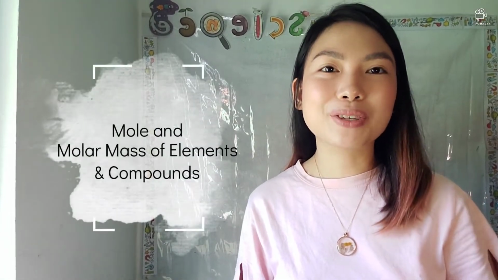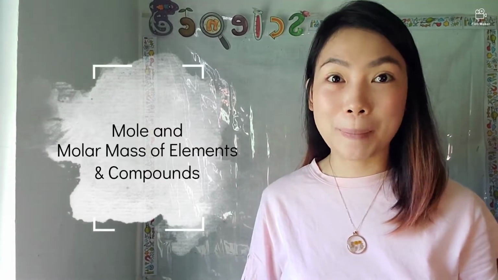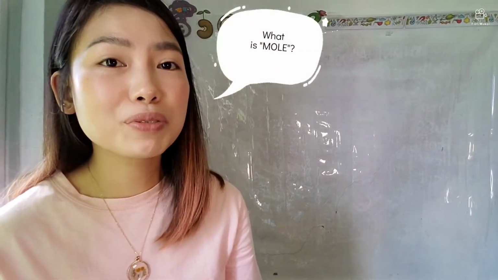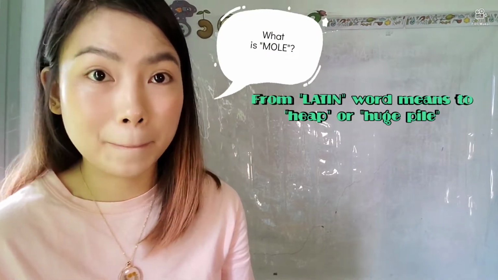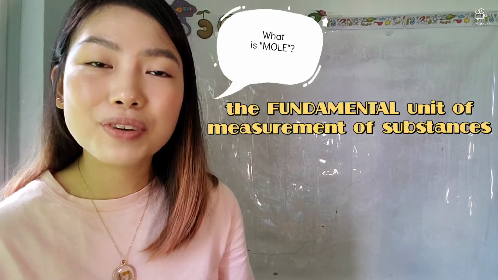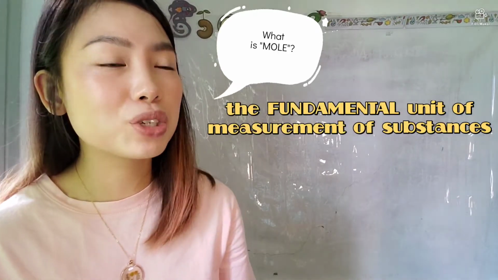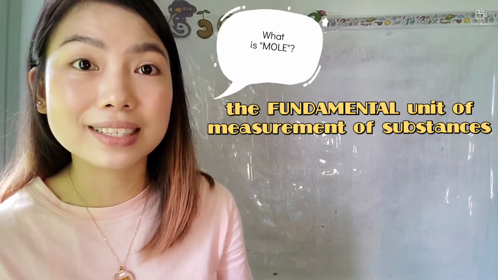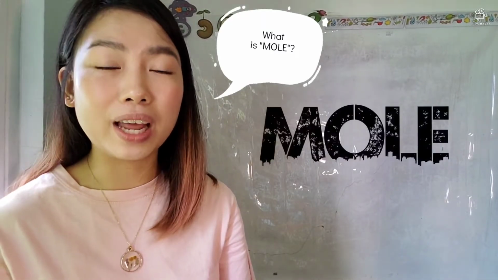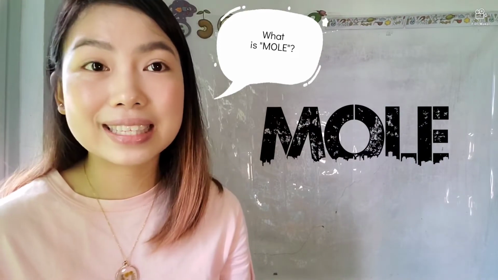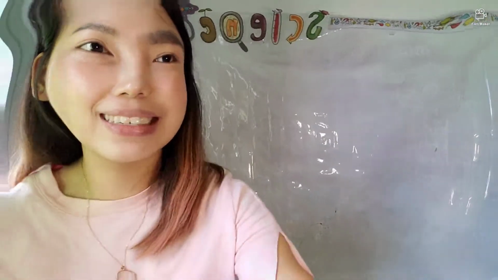Let's now discuss the mole and molar mass of each element and compound. So what is a mole? Mole comes from the Latin word meaning to heap or a huge pile. This mole is the fundamental unit of measurement of substances. For us to measure a substance, we need to use mole. And this mole is expressed in grams. You should always take note of this.